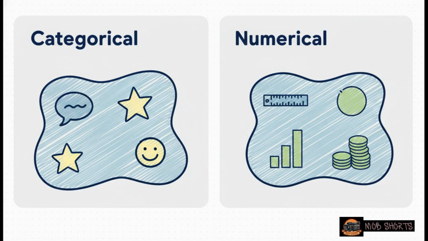The very first thing you need to do is sort your data into two big buckets. Just ask yourself, is this info described with words, like someone's favorite snack from the tuck shop? If it is, that's qualitative or categorical data. Or is it described with numbers, like the actual price of a pie? Well, that's quantitative or numerical data.